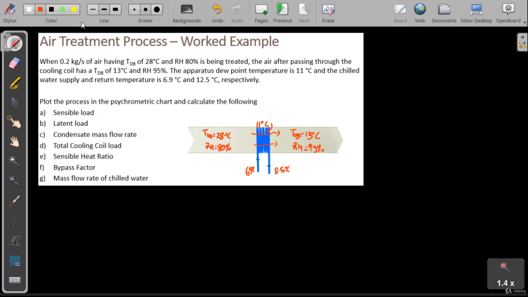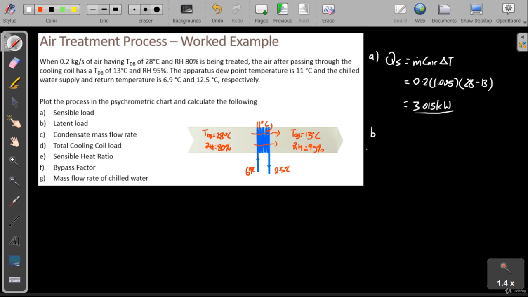First, they ask for sensible load. So part A, to calculate sensible load, we shall use this equation: Qs is equal to m dot C air delta T. So the mass flow rate of air is 0.2, heat capacity of air is 1.005, and delta T is the temperature difference before the coil and after the coil. So the temperature difference is 28 minus 13. If you calculate this out, you should get 3.015 kilowatts.